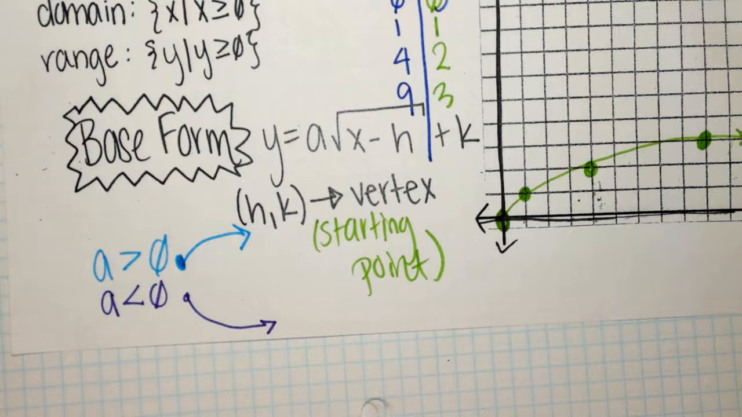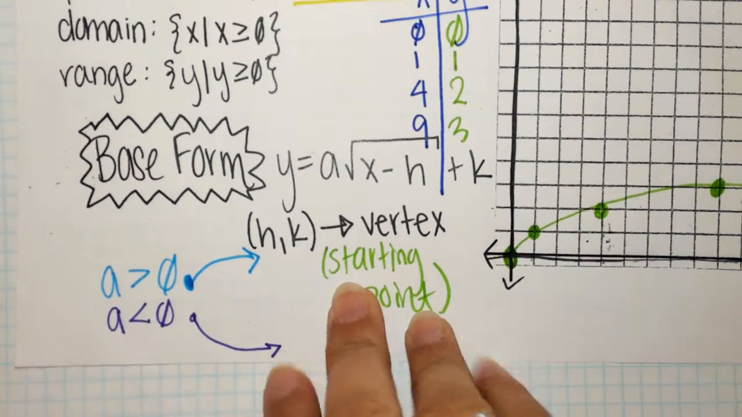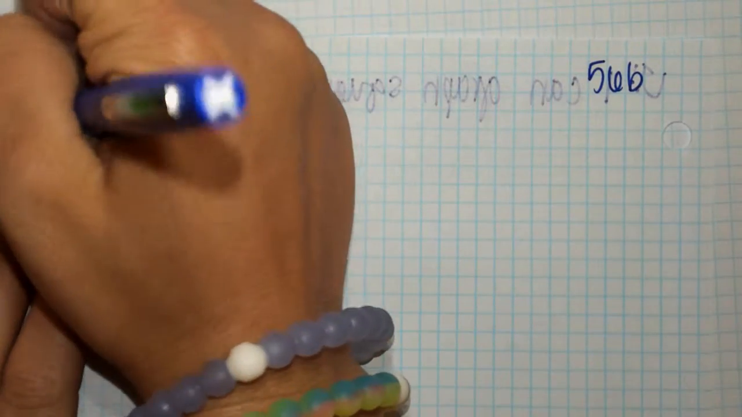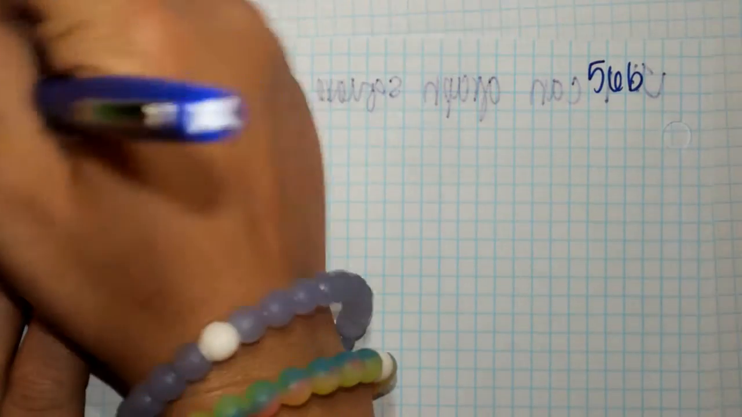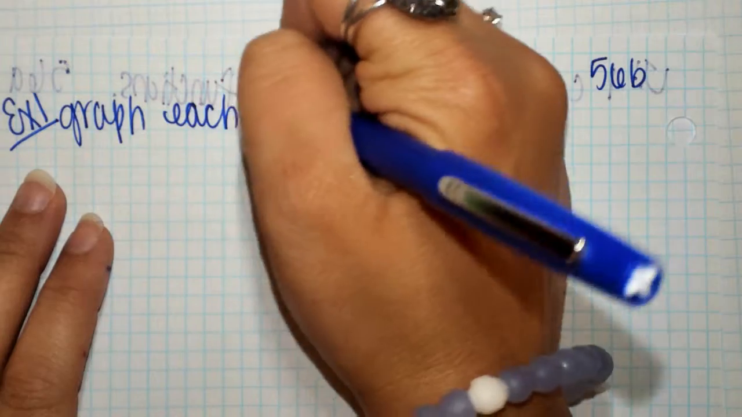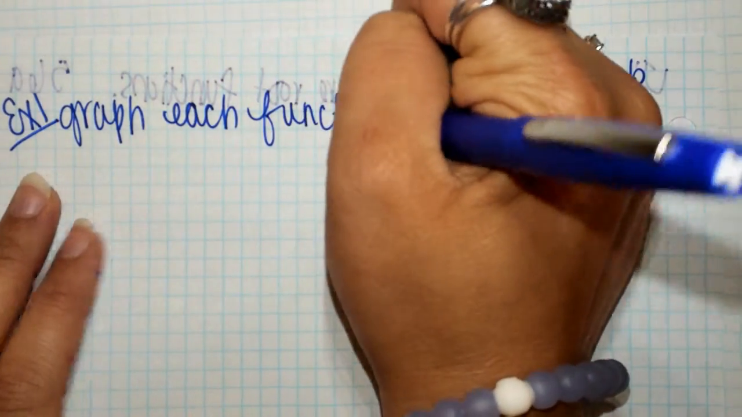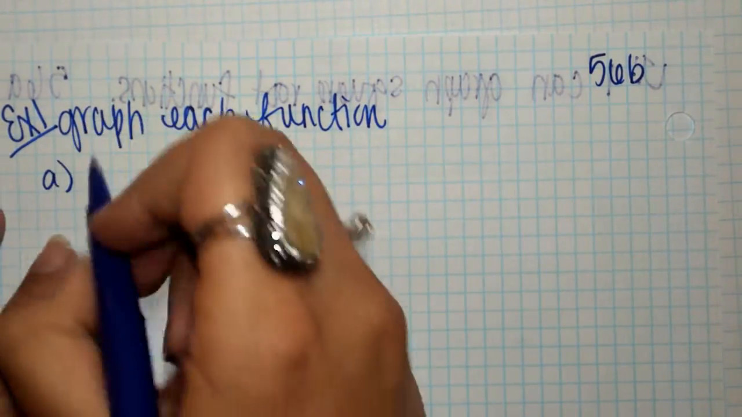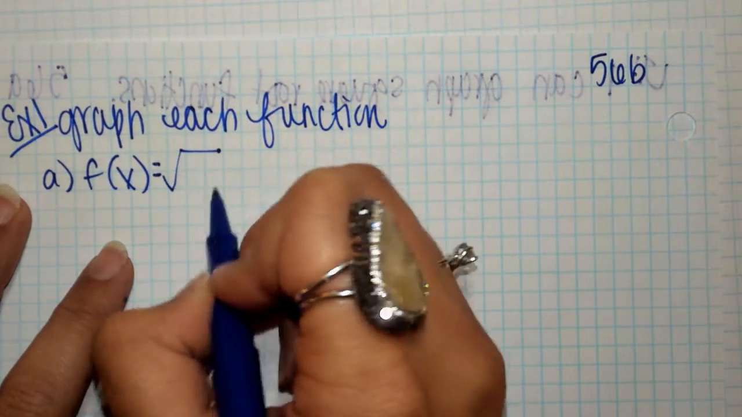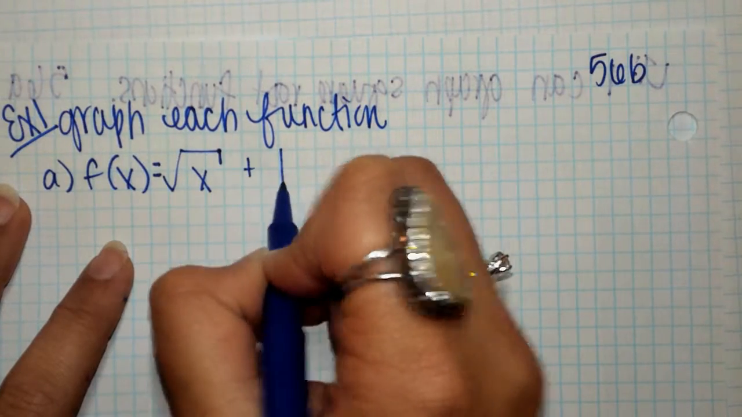Questions so far? No? Okay. Well, let's turn our paper over to 56B. Alright. Let's call this example 1. Graph each function. So the first one I want to graph is f of x equals the square root of x plus 1.